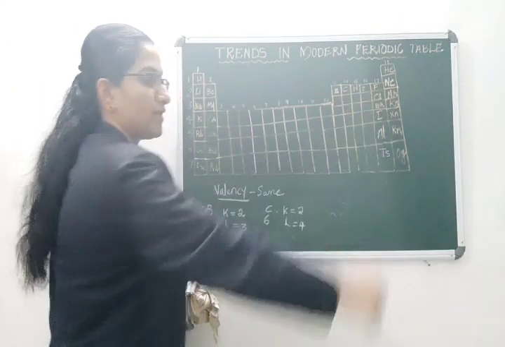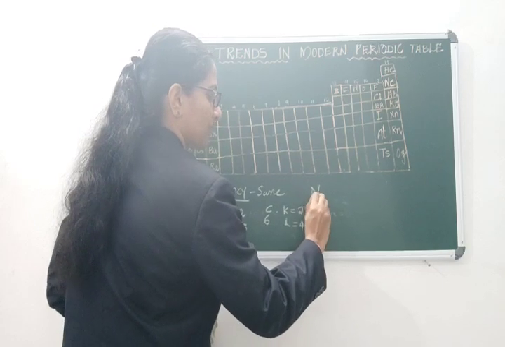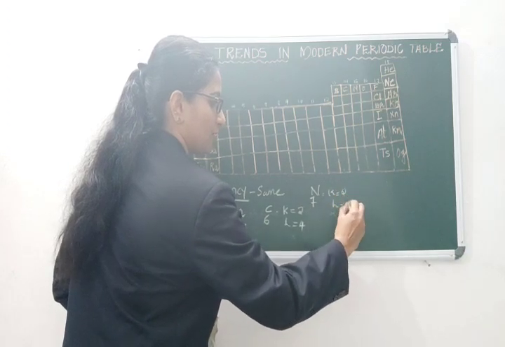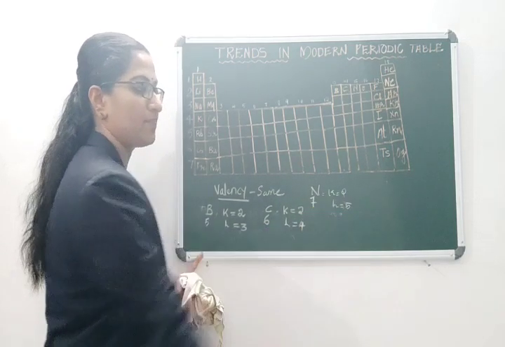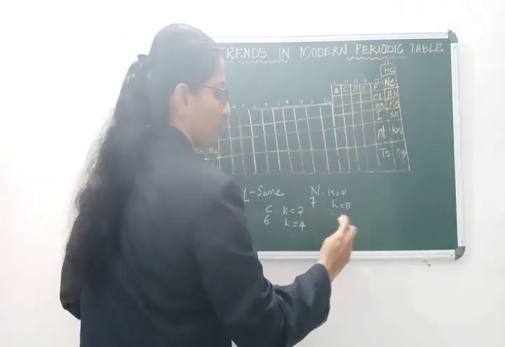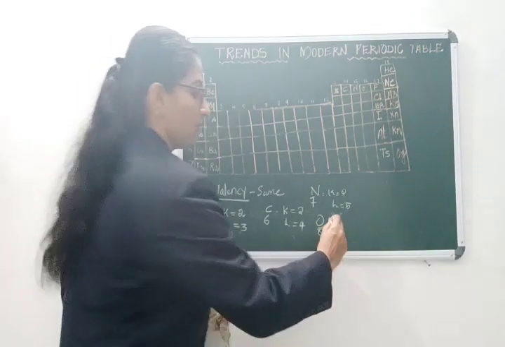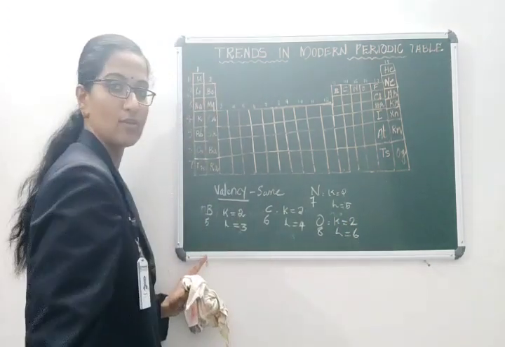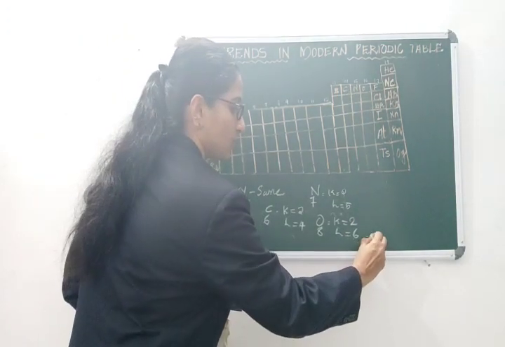When you come to the 15th group, the first member is nitrogen with atomic number 7. K is equal to 2, L is equal to 5. Three more electrons are required to complete the octet, so the 15th group members have valency 3. In the 16th group, the first member is oxygen with atomic number 8. The electronic configuration is K is equal to 2, L is equal to 6. So the valency is 2. All the members of the 16th group have valency 2.